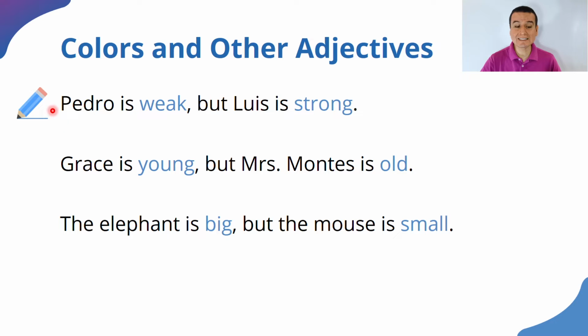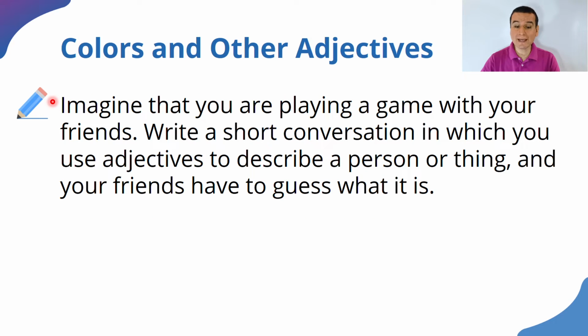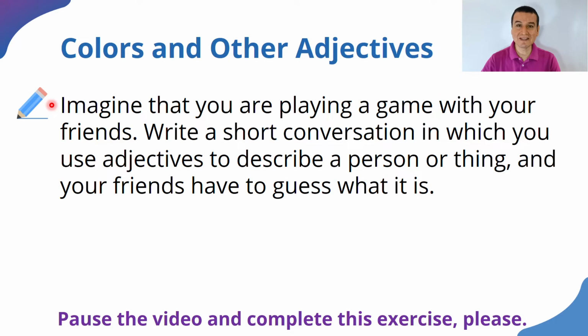Now, for the second activity, please imagine that you are playing a game with your friends. Write a short conversation in which you use adjectives to describe a person or thing, and your friends have to guess what it is. So, or who the person is or what the thing is. You choose. All right? I want you to please pause my video, complete the activity. Imagine that you're playing a game. They have to guess what you're describing. All right? And in a moment, I will show you a sample answer. Pause my video, complete the activity, please.